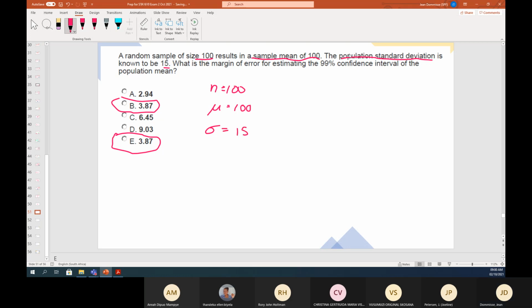Population standard deviation, so we work with a Z. At least we know we work with a Z. What is the margin of error for estimating the 99% confidence interval? Also the first time that we're dealing with margin of error. So what is the margin of error?